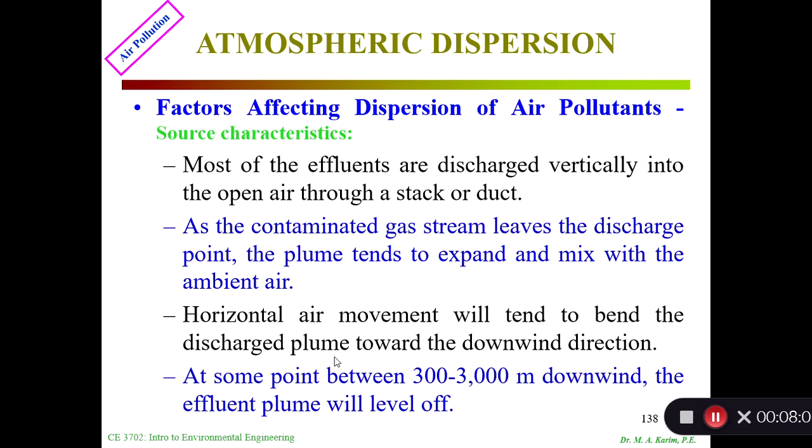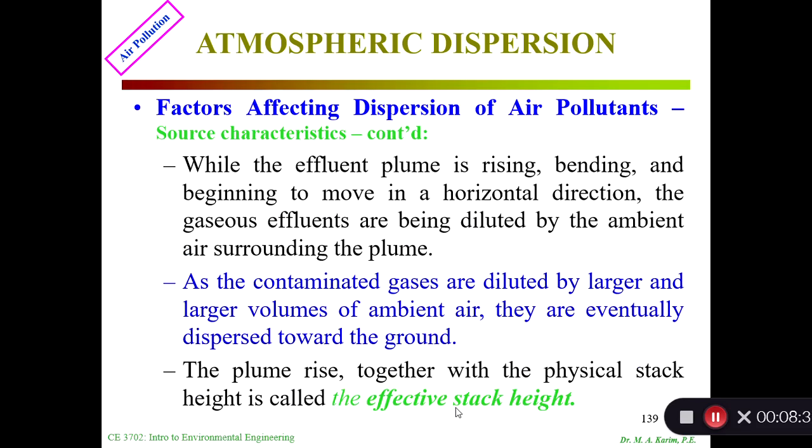Source characteristics depend on how high the stack is. Horizontal air movement tends to bend the discharge plume toward the downwind direction. At some point between 300 and 3000 meters downwind, the effluent plume will level off, meaning there will be no physical stack height in effect. In this case, as the contaminant gases are diluted by larger volumes of air, they are eventually dispersed toward the ground. The plume rise together with the physical stack height is called the effective stack height.